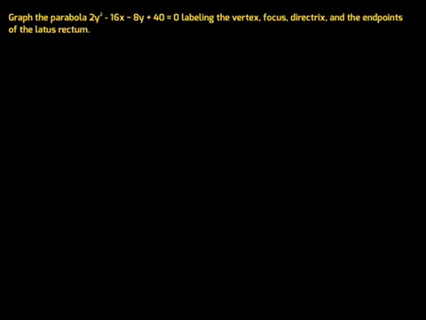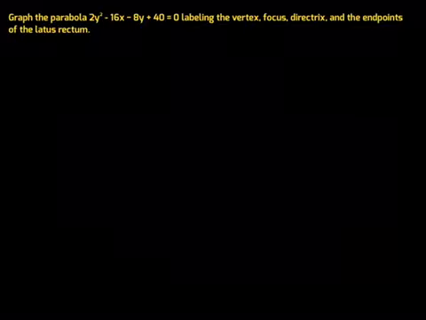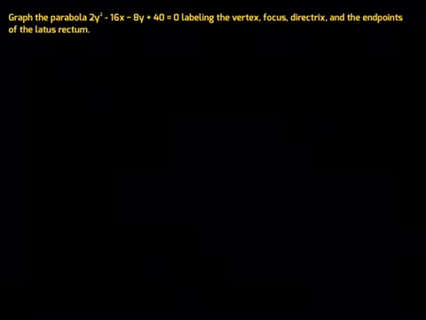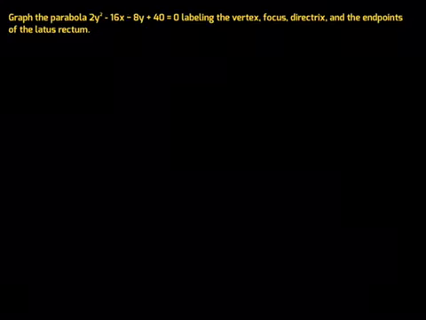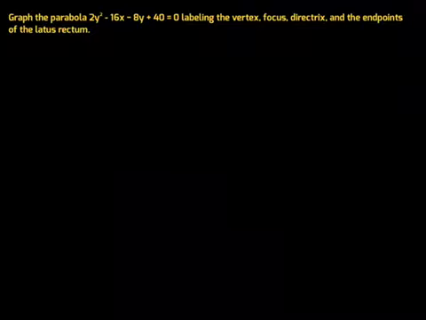Brand new example. Graph the parabola 2y squared minus 16x minus 8y plus 40 equal to 0, of course labeling the vertex, focus, directrix, and the endpoints of the latus rectum, what we've been doing. Now, which variable is being squared? The variable y is being squared. That means your options are the parabola will open to the left or the parabola will open to the right.